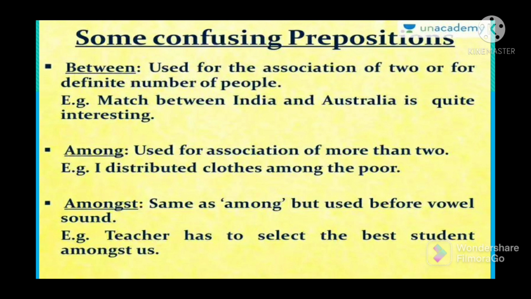Next, there are a few confusing prepositions like between, among and amongst. Between is used for the association of two or more definite numbers of people. Like, the match between India and Australia is quite interesting. Among is used for association of more than two. Like, I distributed clothes among the poor. Next, amongst is the same as among but used before a vowel sound. For example, the teacher has to select the best student amongst us.